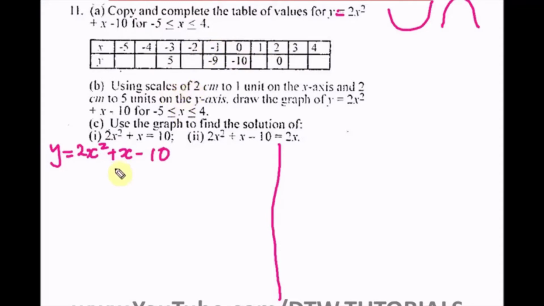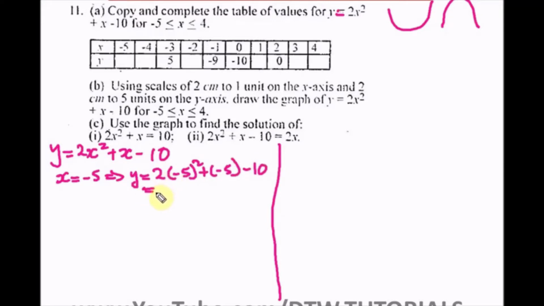All right, so let us start solving this. When x is equal to minus 5, let's put in the value of x as minus 5 into this equation. You have to be very careful here, so you don't miss your signs. So you have y is equal to 2 bracket minus 5 squared plus bracket minus 5, then minus 10.